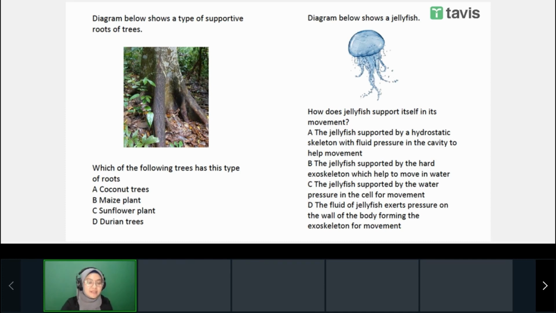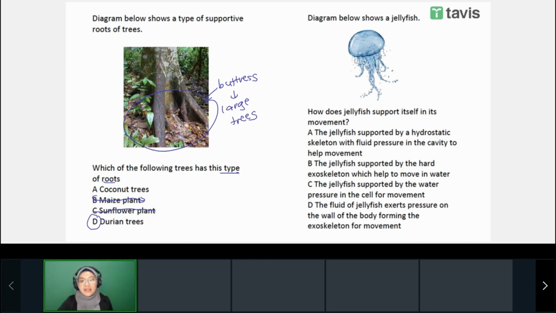Okay, what type of the supportive root for this tree? This is a buttress root. Usually for large trees. Okay, let's see the question. Which of the following trees has this type of roots? A buttress root. Please remove the trees that don't have this kind of roots. Maize don't have. It has prop roots. Sunflower also prop roots. It's either coconut trees and durian. Between coconut trees and durian, coconut trees has a prop root. Durian trees is the correct answer. It has a buttress root.